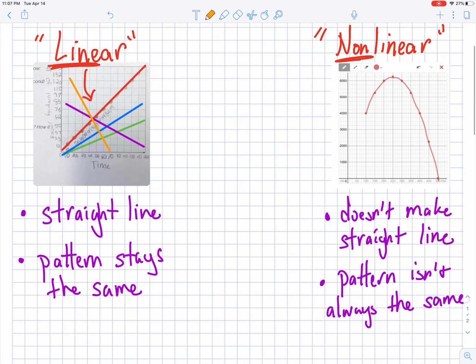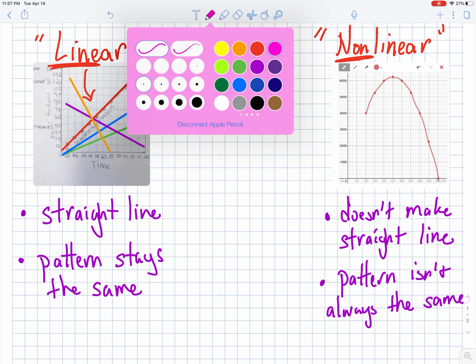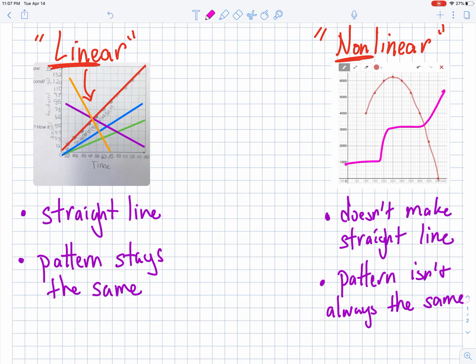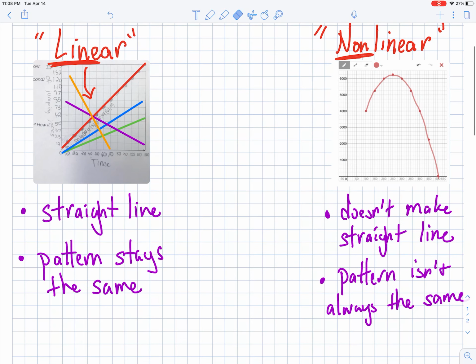Non-linear, I mean, you could come up with a million examples, right? This isn't linear. This isn't linear. This isn't linear. All kinds of things. I want to give you one example, too, of a non-linear one that you might see. This, for example, not linear, right? Yes, each of these parts is straight, but the pattern doesn't always stay the same, right? So we would call that non-linear.